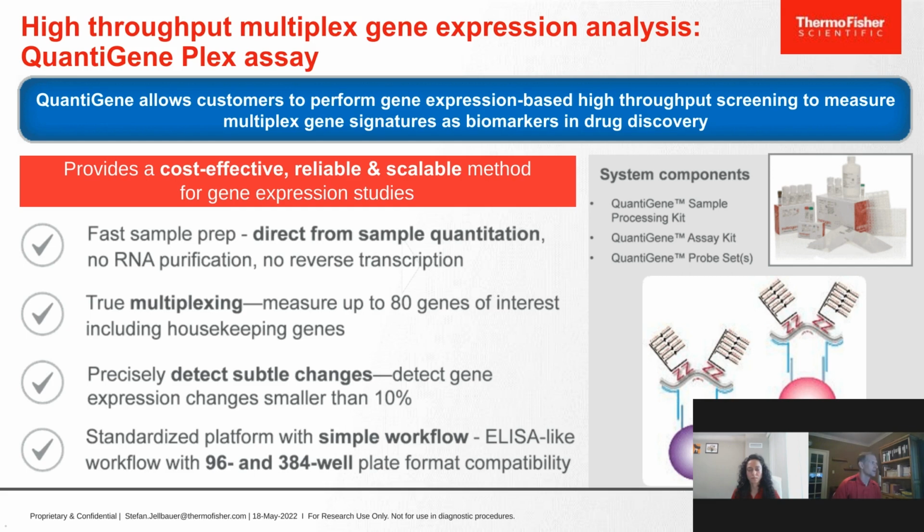Here are some of the key benefits. As mentioned earlier, you do not need to purify your RNA. You go right from your lysate or homogenate into the assay, and we offer sample prep kits for both tissues and cells, as well as blood and even FFPE. You can do multiplexing of up to 80 targets in the 96 or 384-well plate, and you can also detect very subtle changes because this is a linear assay. You can also measure percentage differences, not just fold differences.